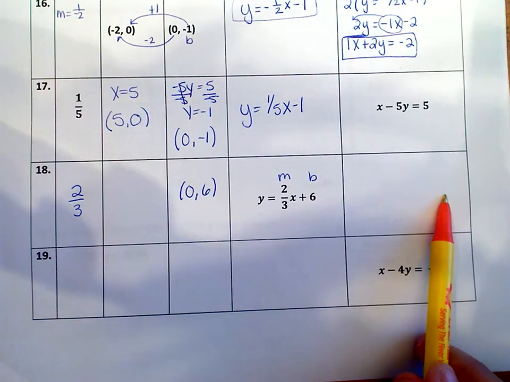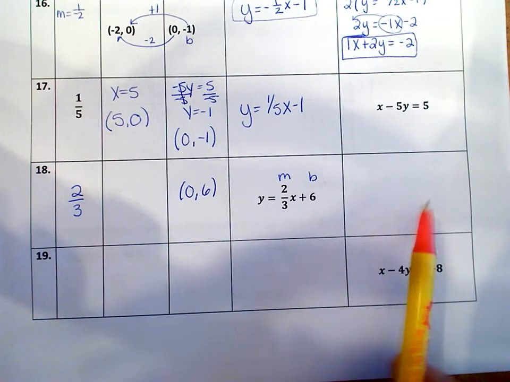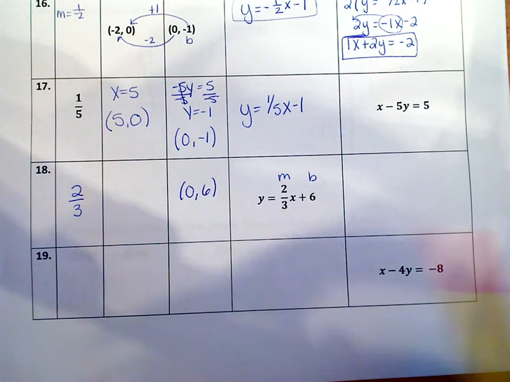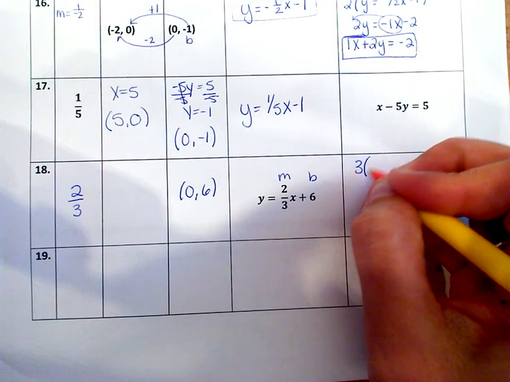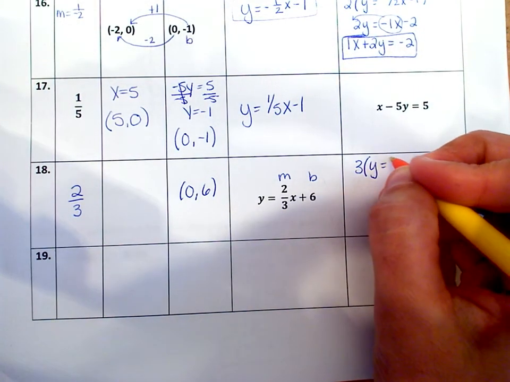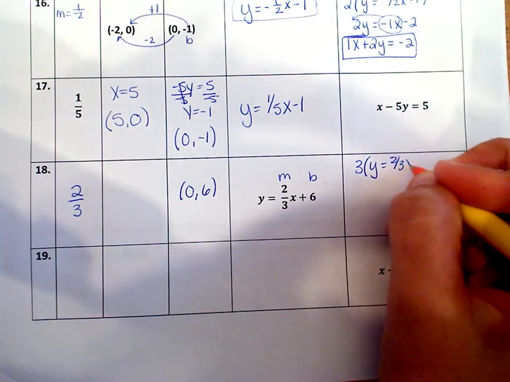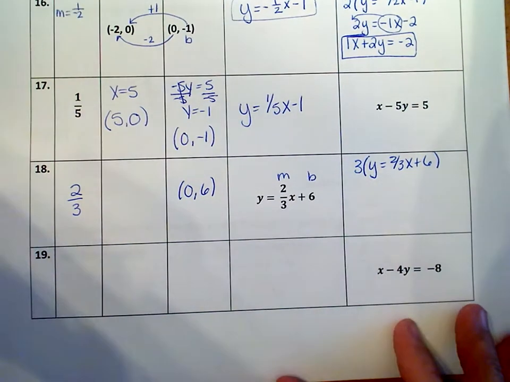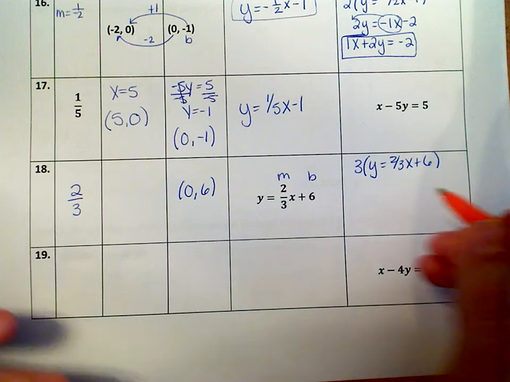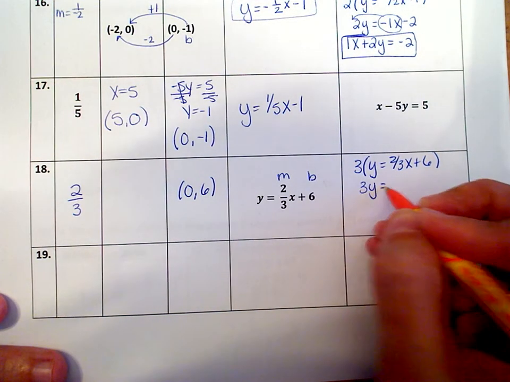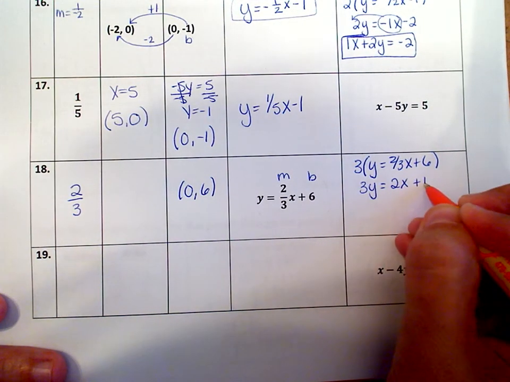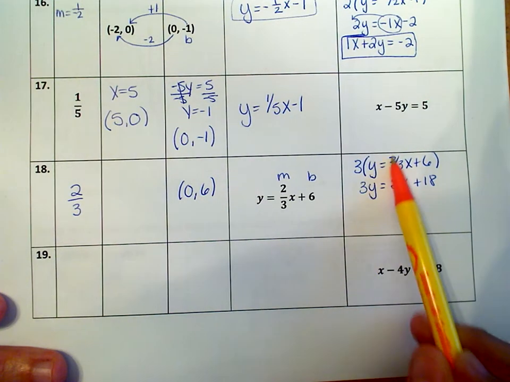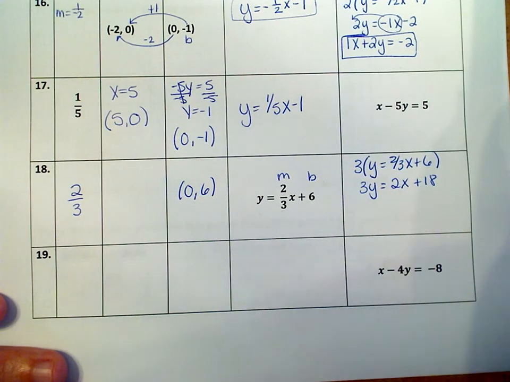Now, to put it in standard form, which we're going to have to find before we can find the x-intercept, we're going to multiply through by the denominator. So 3 times y equals 2/3 x plus 6. So we're multiplying the whole equation by 3. So this gives me 3y equals 2x plus 18. Again, if you need to multiply that in your calculator, do it. It's still going to give you 2.